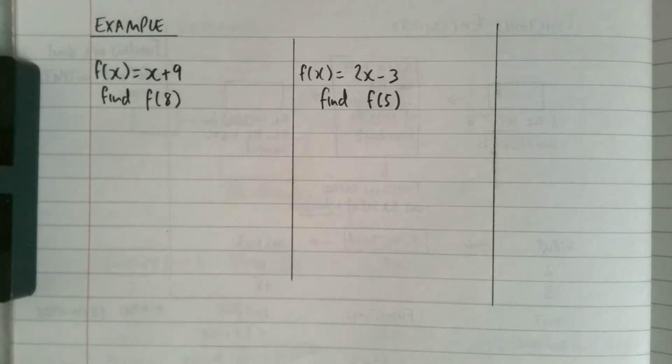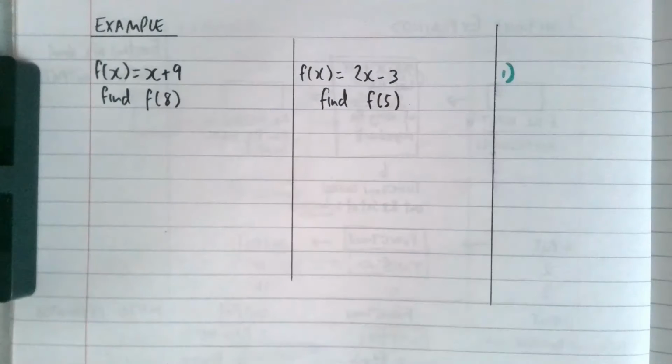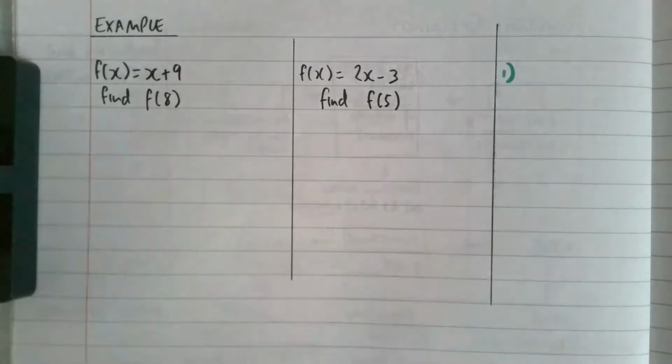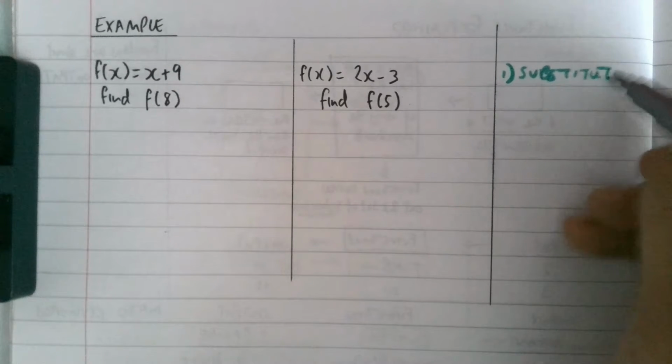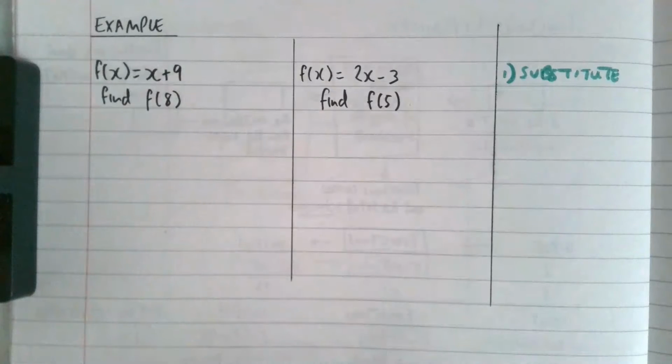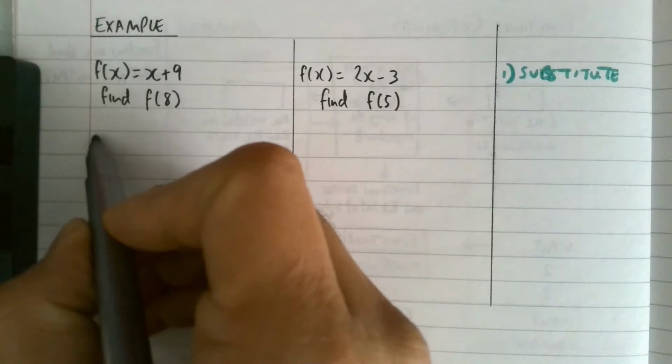We will do two examples together. The first one on the left is a slightly easier one, but both have the same step. So the first step is just to substitute. We're substituting into that function. It tells us that the input is 8.